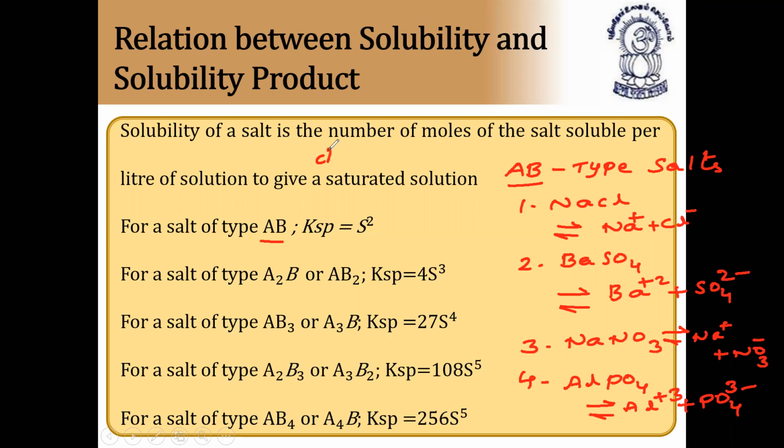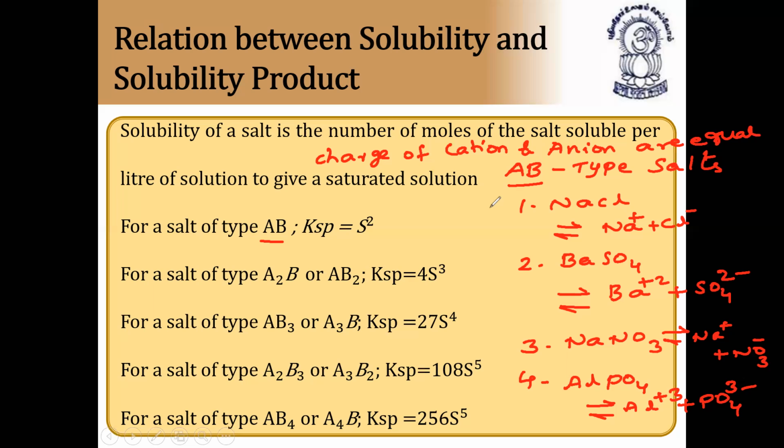So here I'm writing that the charge of cation and anion are equal. They are coming under AB type salts. So you can see here in NaCl, Na plus and Cl minus: the charge of cation is +1, the charge of anion is -1. Barium sulfate, the charge of cation Ba plus 2 and SO4 2 minus. And sodium nitrate, Na plus and NO3 minus. AlPO4, that is aluminum plus 3, phosphate 3 minus.